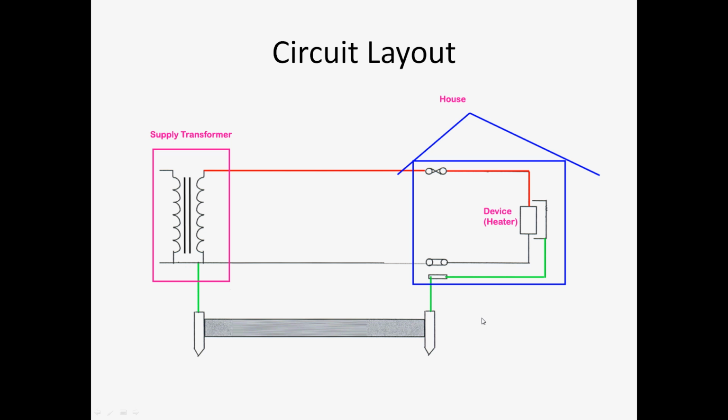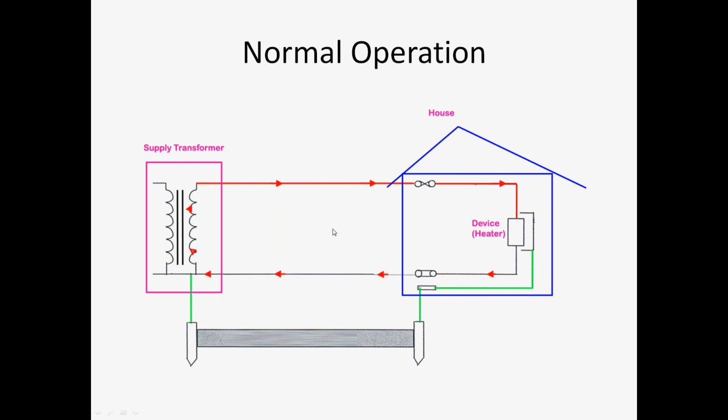Under normal condition, the current will flow from the phase wire. You can see here, from the phase wire the current flows through the fuse to the device, and through the neutral back to the transformer, thus completing a circuit.